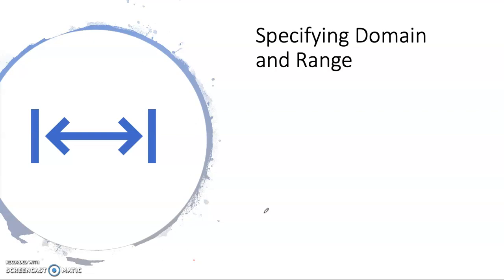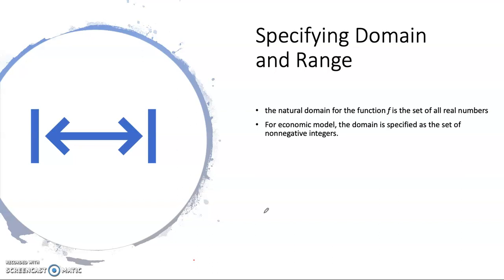Still about the domain and the range. The definition of a function is not really complete unless its domain is specified explicitly. The natural domain for a function f is usually the set of all real numbers. But for economic models, the domain is specified as the set of non-negative integers, or more generally, the natural domain is the set of numbers 0, 1, 2, and so on until x null.